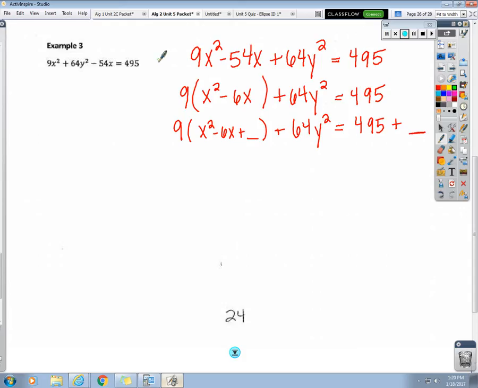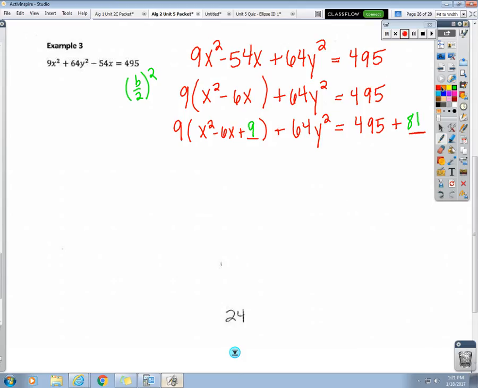To fill in the blanks, you do b divided by 2 squared. So for the x trinomial, what is the b? Negative 6 divided by 2 is? And negative 3 squared is 9. Do we also add 9 to this side? No. What do we add to this side? 81. Remember, you have to multiply that number by the outside number. 9 times 9 is 81.